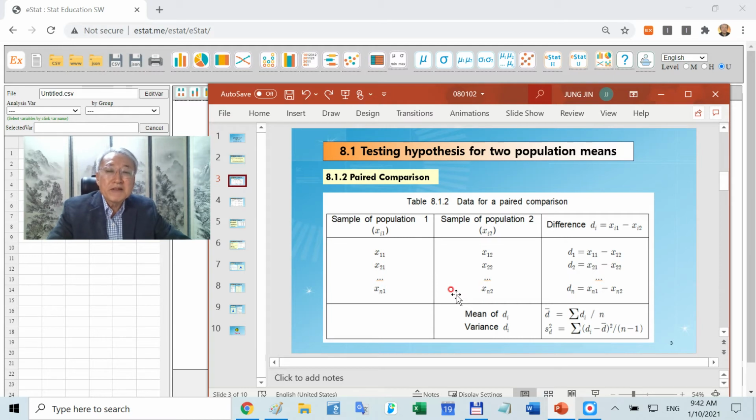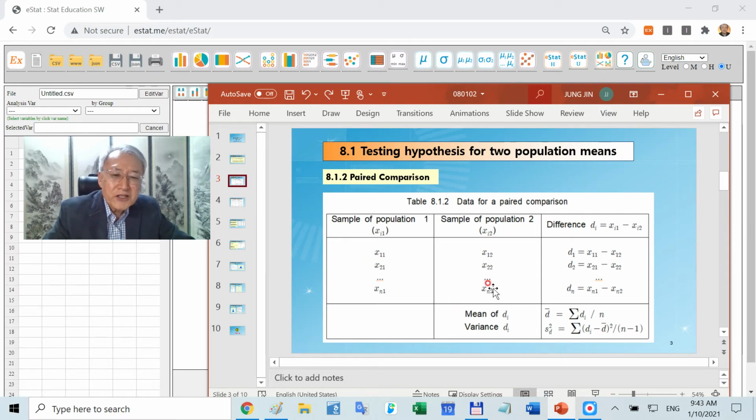Any other examples you can think of? There are many examples in medicine or clinical trials, where results depend on personal factors. In that case, we use the same sample before and after taking some kind of drug. We call that a paired sample.